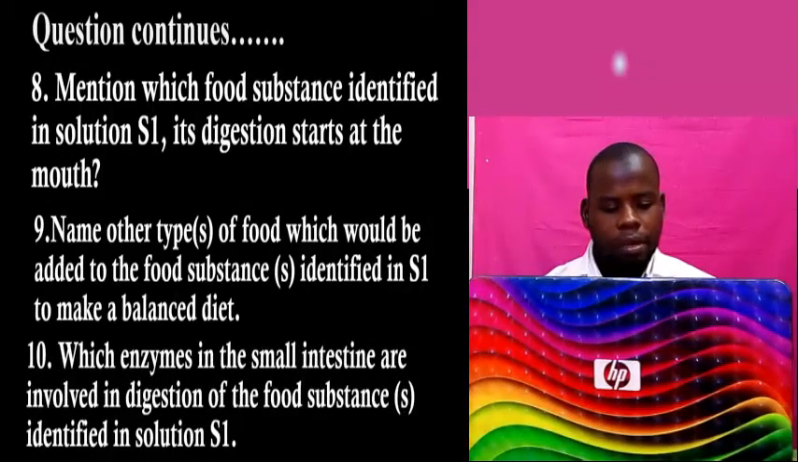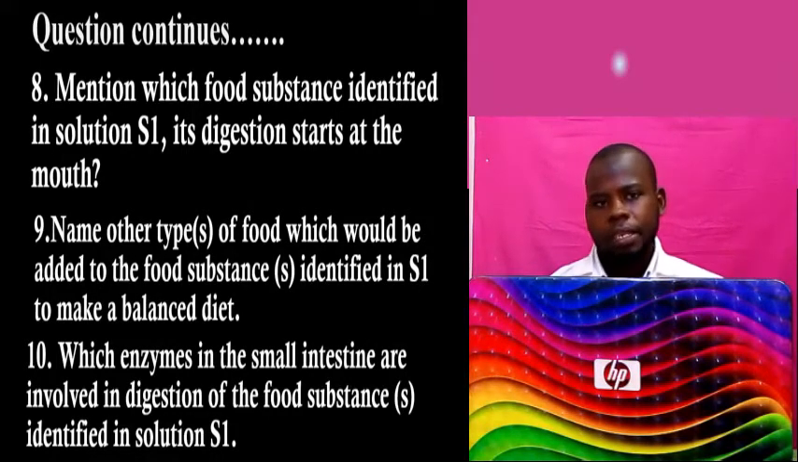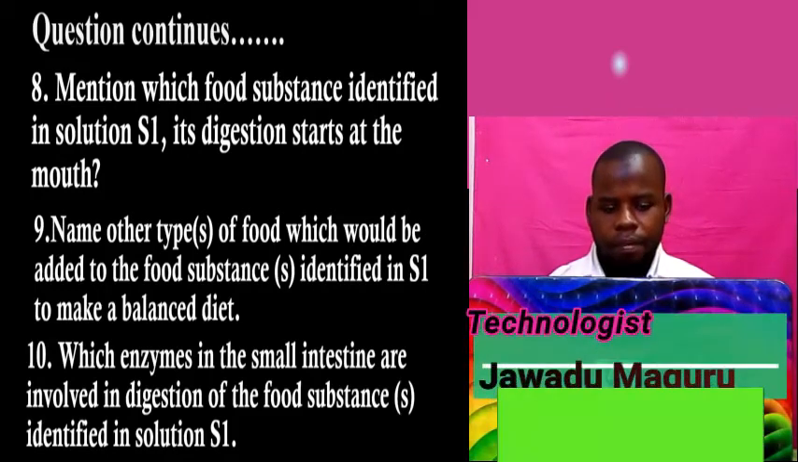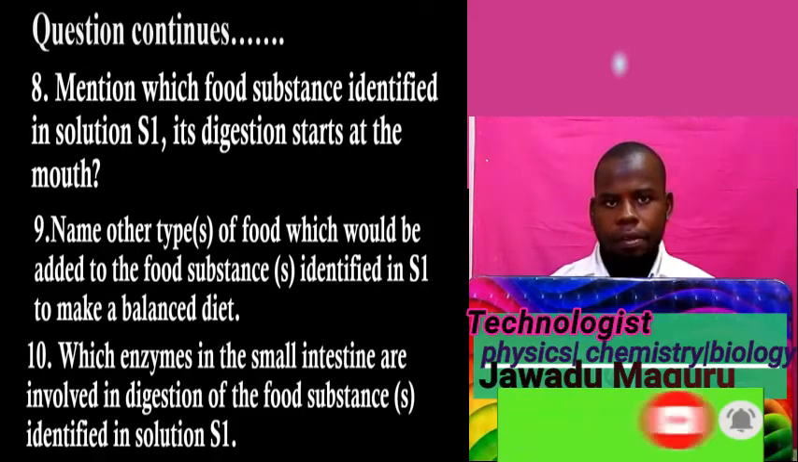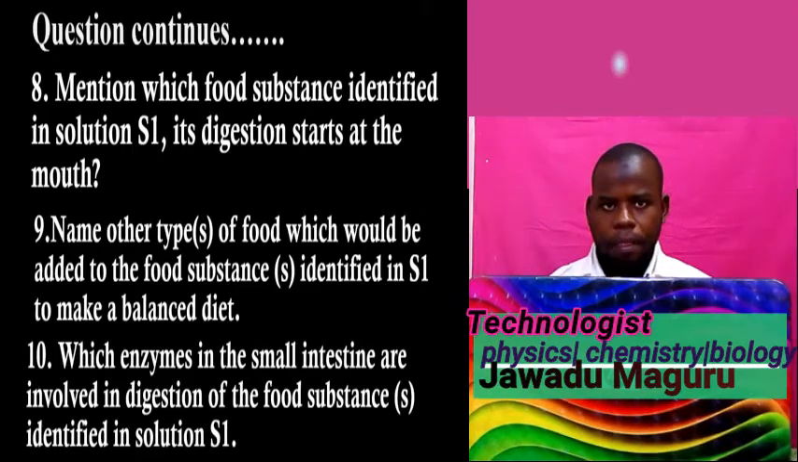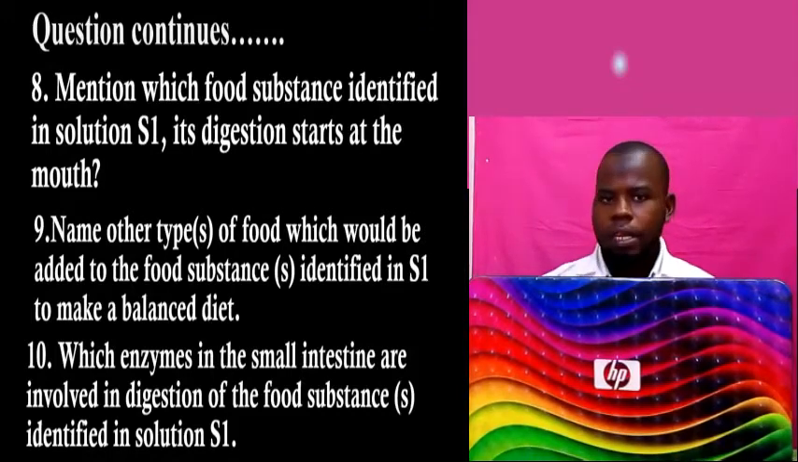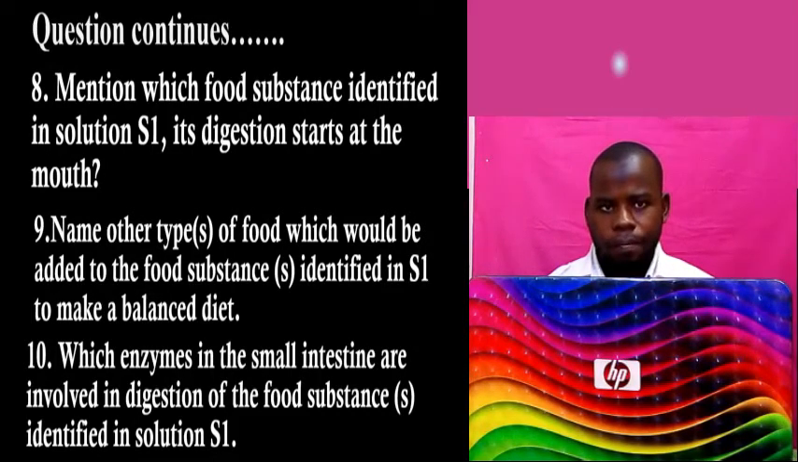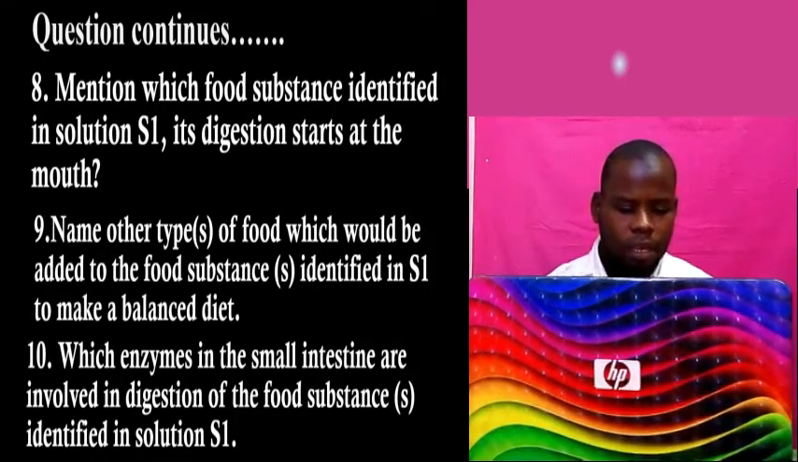And question number 10: which enzymes in the small intestine are involved in digestion of the food substance identified in solution S1? Even this is a very important question. The enzymes in the small intestine depend on the food. If it's protein, the enzyme is erepsin. If it's sucrose, it is sucrase. If it's lactose, it is lactase. Those are the enzymes in the small intestine, or in the ileum only. That is the meaning of those questions. I think we are together in this lesson.